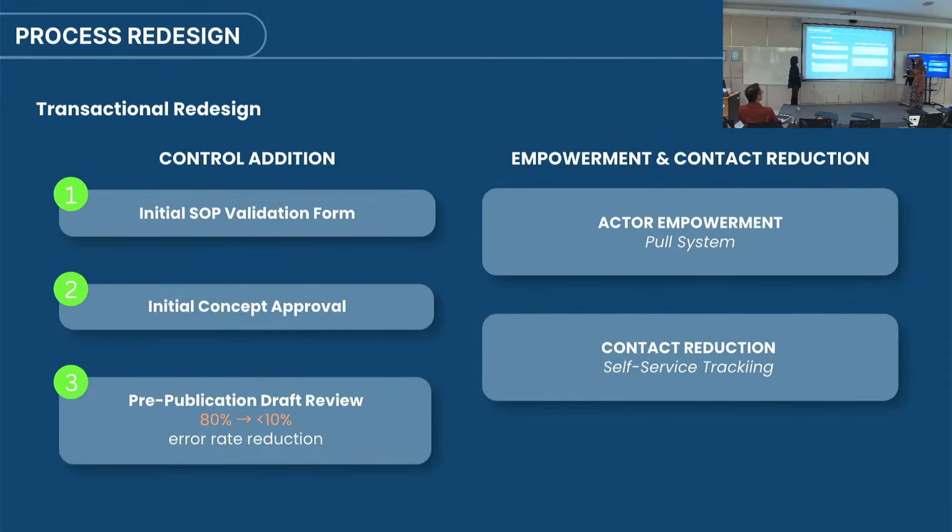On the transactional side, our primary heuristic is the addition of controls to improve process quality. We introduced 3 quality gates: an automated pre-validation form that prevents users from submitting incomplete briefs, a formal concept approval task so the requester signs off on a layout sketch before the designer spends hours rendering it, and a draft review task before publication, dropping the error rate from 80% to under 10%.